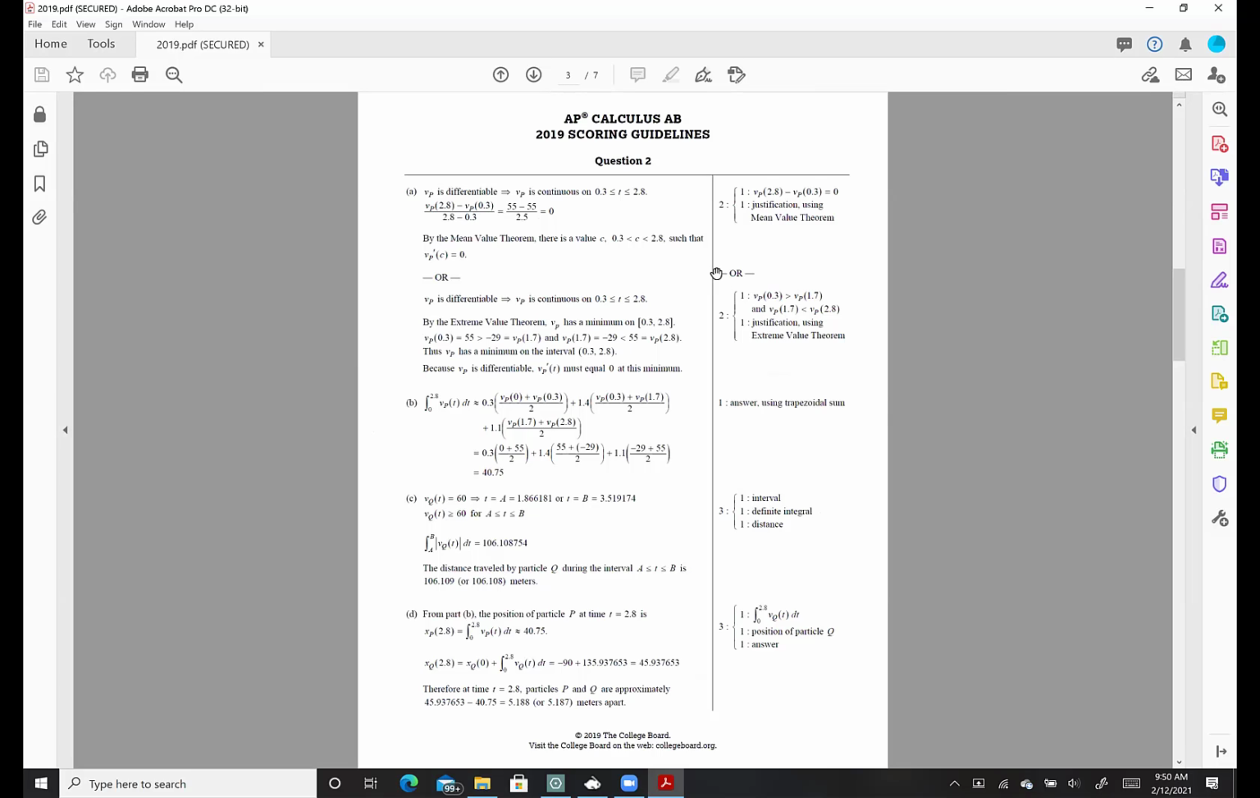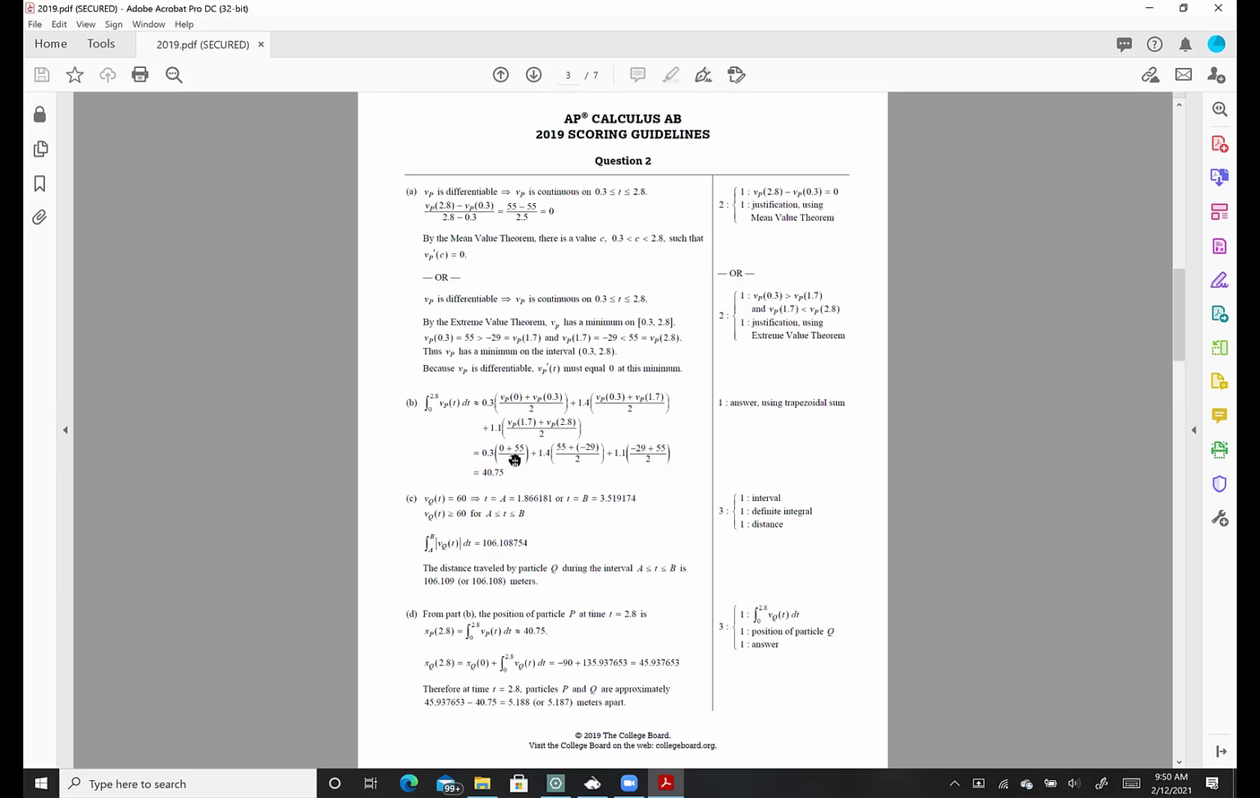Look what they did for letter A. It was worth 2 points. Justification using the mean value theorem, and they have two possible ways. They found the velocity to be zero by the mean value theorem. There's a value, they use the letter C, doesn't matter. I use the value T between 0.3 and 2.8 such that the derivative is zero. Or v is differentiable, continuous. I think we wrote that in the beginning. By the extreme value theorem, we haven't really talked about that. The extreme value theorem just means max and min. Has a min between 2.8, and so on. Okay, I like it. I think the extreme value theorem would have been harder to prove. Mean value theorem is short and easy, see?